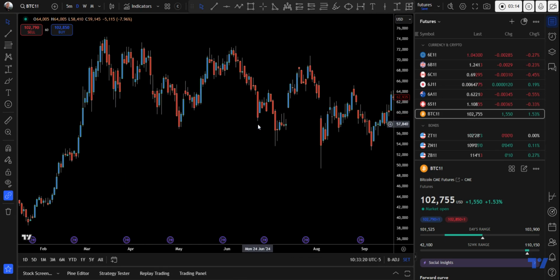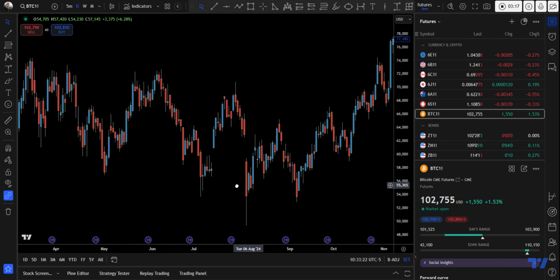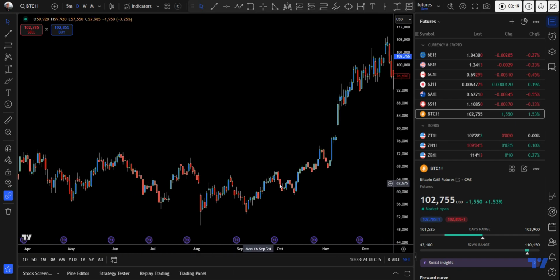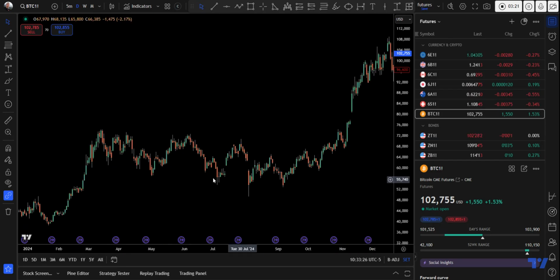So what do I mean by sideways? Well, basically, you see this? You see how it's just kind of going back and forth, back and forth. It's not trending upward and it's not trending downward, right? It's just kind of sideways. That's what I mean by sideways.